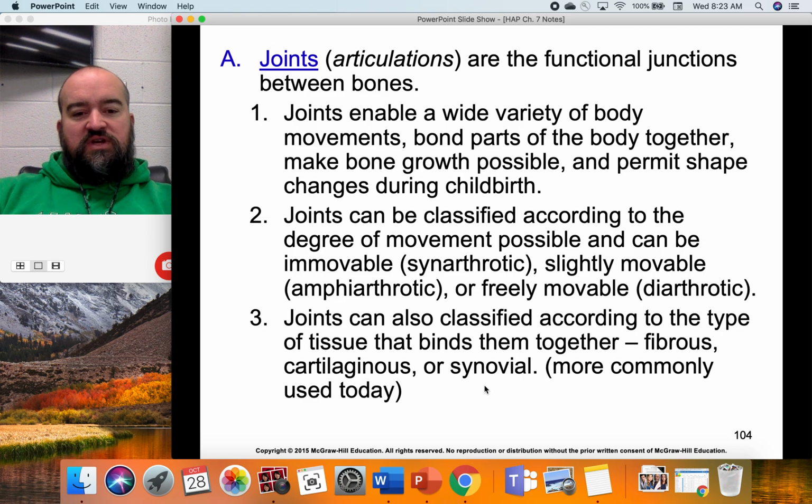The structural classification is what material makes the joint. So they're either fibrous, and those are the ones that are immovable, or cartilaginous, those are the ones that are slightly movable, or they're synovial, those are the ones that are freely movable, and those are the joints that we typically think of when we talk about joints.